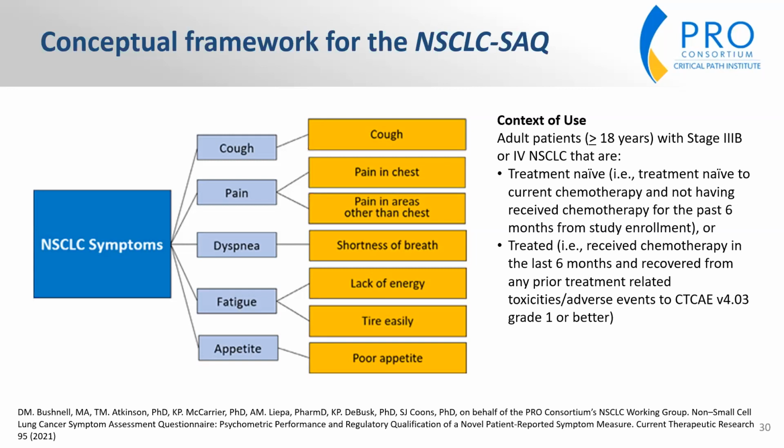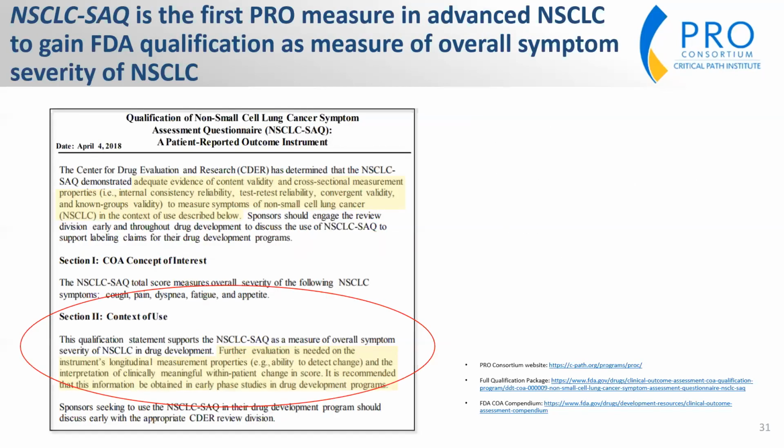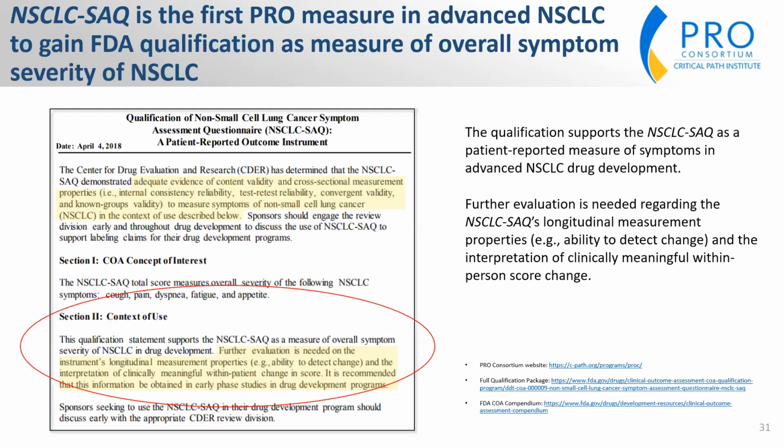So I won't spend too much time on this part since this information is available for all of you as well. Now, as I mentioned earlier, in 2018, the instrument was qualified by the FDA. The qualification supported this measure as a patient-reported measure of symptoms in advanced non-small cell lung cancer for drug development. However, one thing that the FDA clarified was that further evaluation was needed to assess longitudinal measurement properties and to determine what could be considered a meaningful within-person change score.